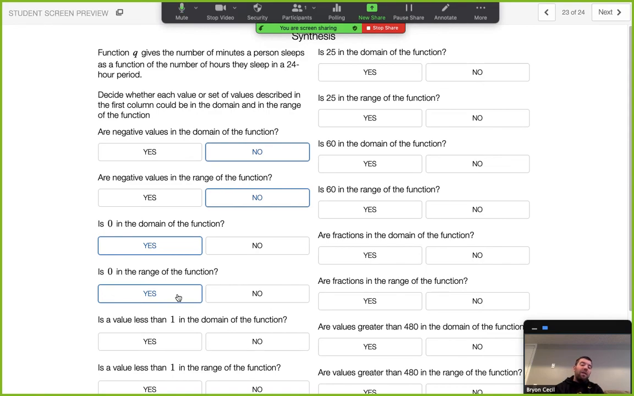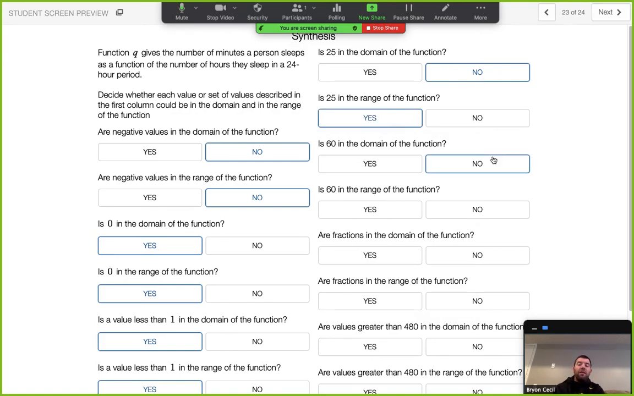Okay, is a value less than 1 in the domain of the function? Yes, I just told you. If I sleep 0. Is a value less than 1 in the range of the function? Yes, again, if I sleep 0 hours, I'm sorry, I can sleep 0 minutes. Is 25 in the domain of the function? No, because 25 is greater than 24. Is 25 in the range of the function? Absolutely. I can sleep 25 minutes in a night.